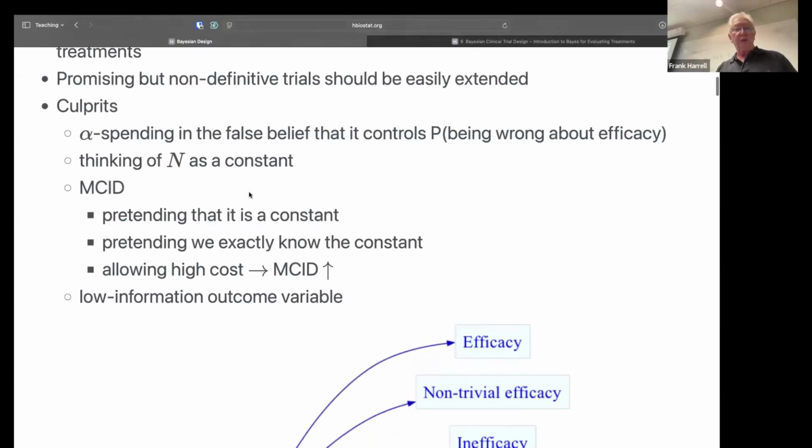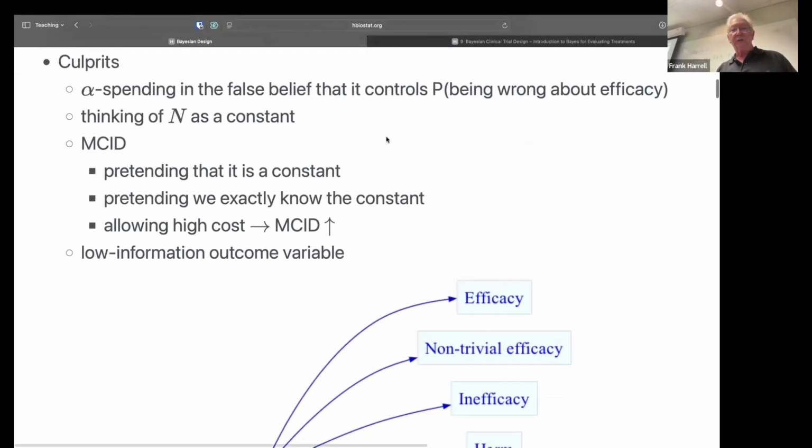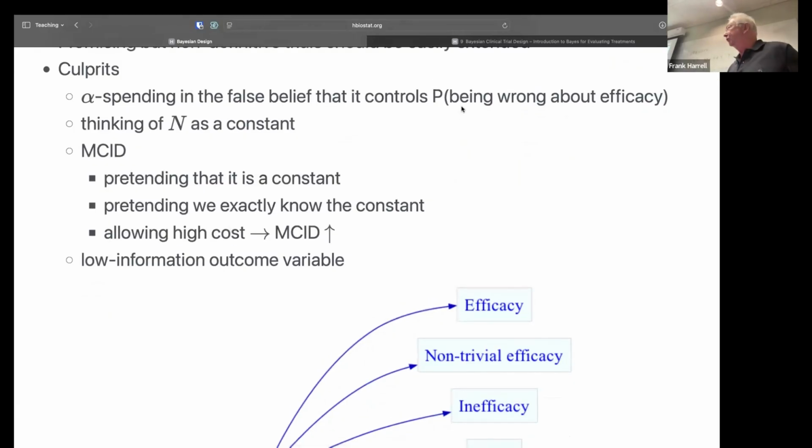So what are the culprits? So one of the culprits is alpha spending. Frequentists or traditional statisticians worship at the altar of alpha. And the degree of worship is so scary to me. It's like a fundamentalist religion. And it's based on a false belief.